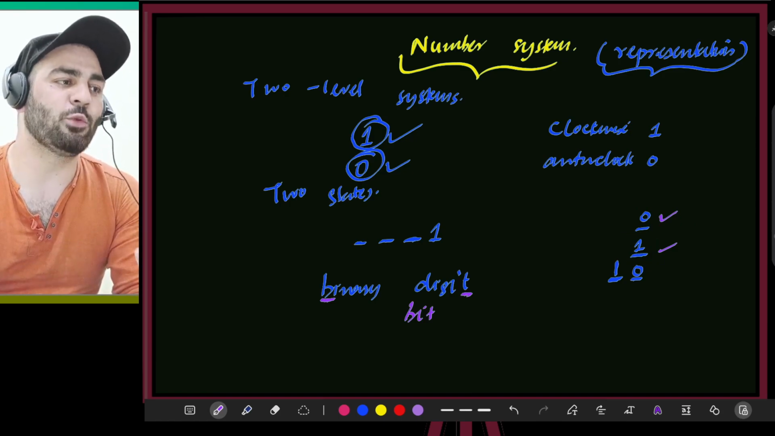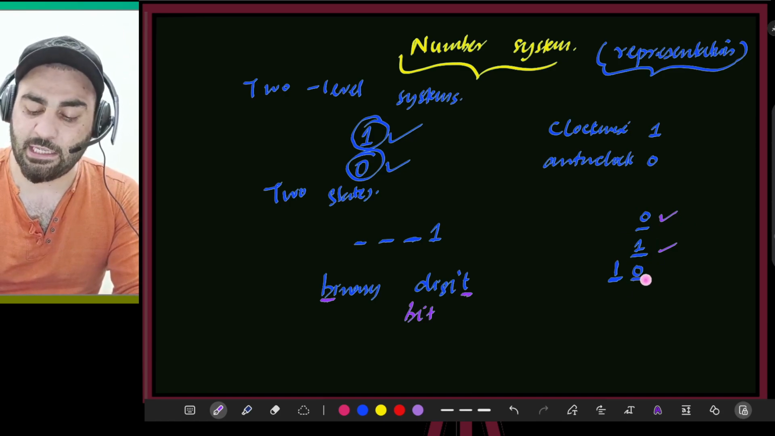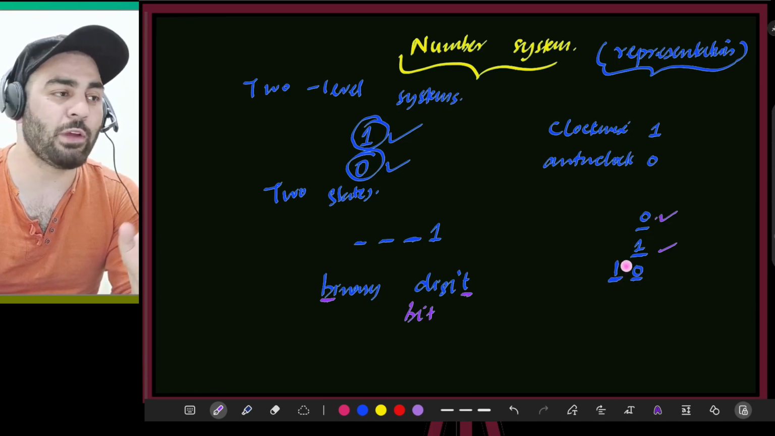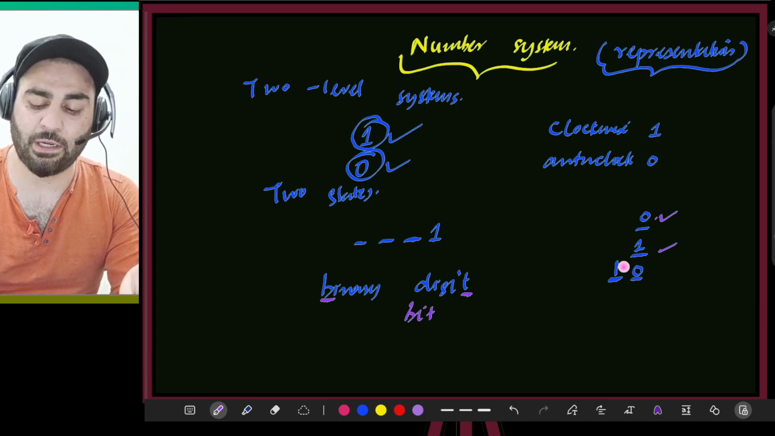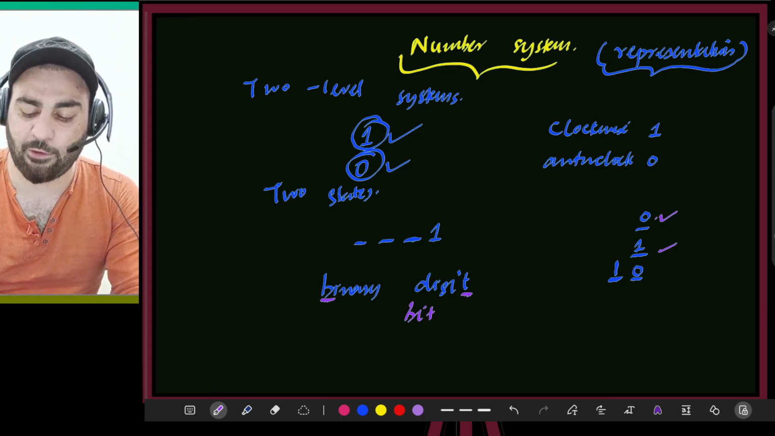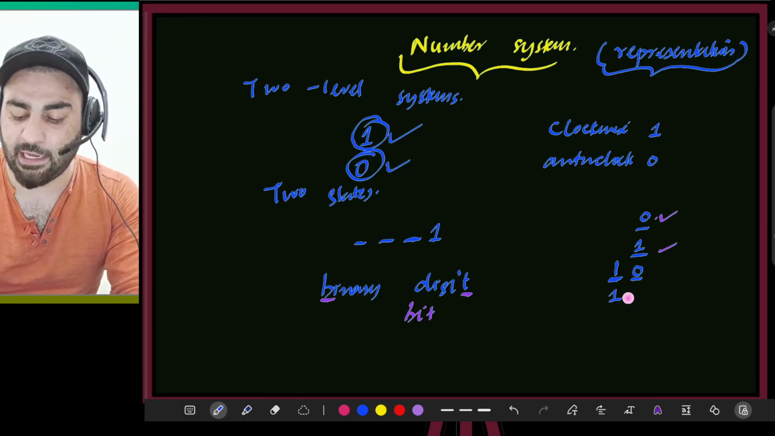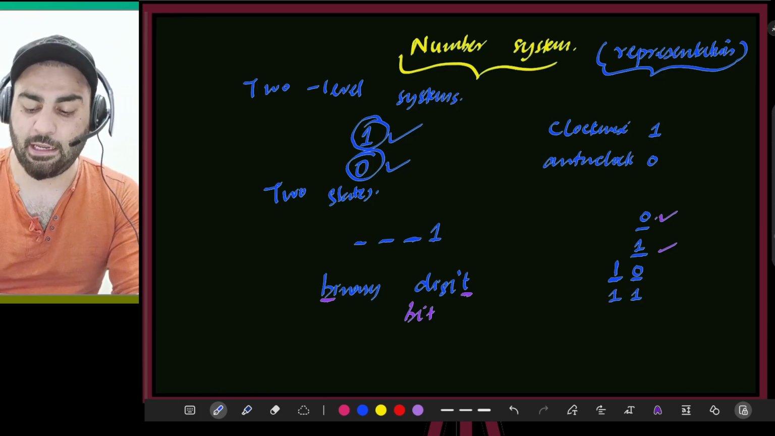Now in order to represent 2, we'll just increase these placeholders. The number of placeholders is 1 and 2. Now increase this, and now we have 2 placeholders. That means we have 2 bits. So now there are more possibilities. If I have to write 3, how will I write 3? 3 will be like this. Again, if I have to write 4, let's suppose, again I'll increase the number of bits.